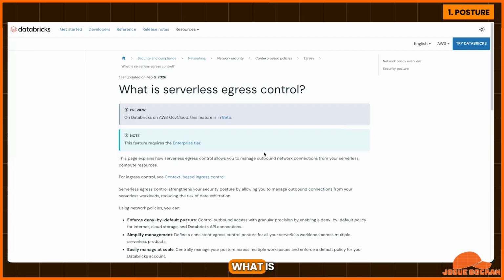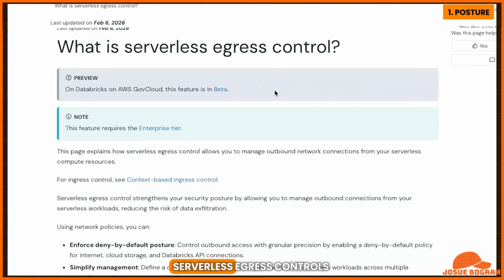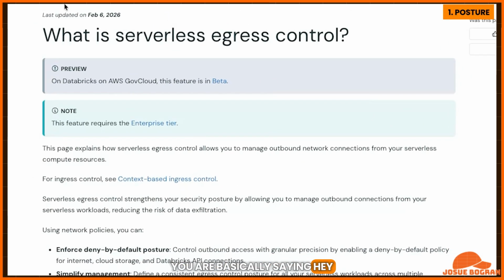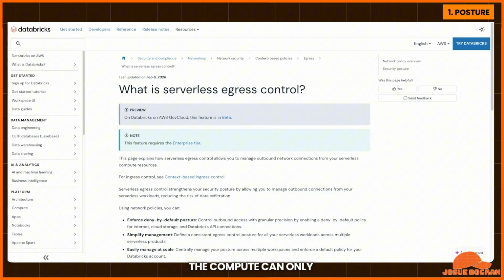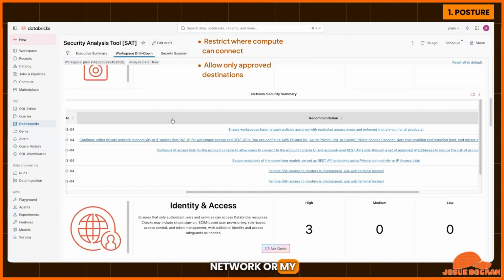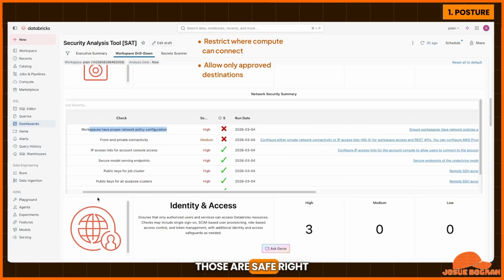How do I accomplish this, in this case, SEG, egress controls? With egress control, you are basically saying the compute can only reach the destinations you configure, where they can go out to, right? Basically you are telling it, I want to restrict this to my corporate network, or these are my destinations. Anything that is in Unity Catalog, of course you can reach that. Those are safe, right? But if you don't prevent that, they can reach anywhere on the internet, right?